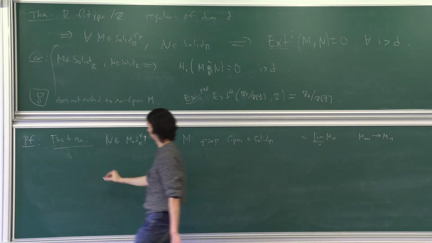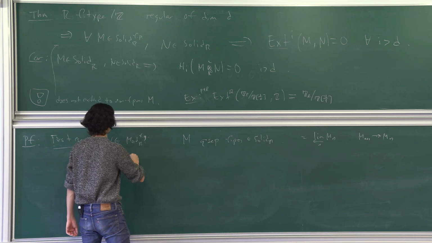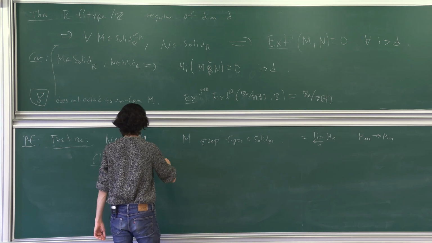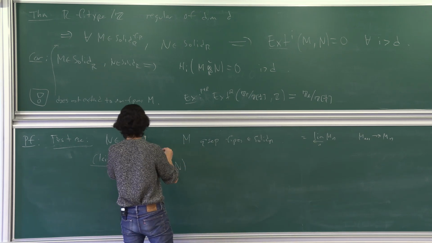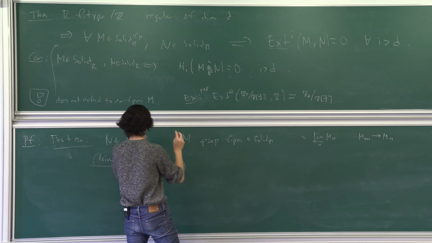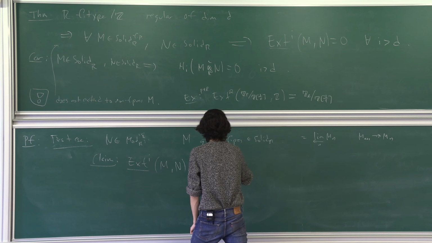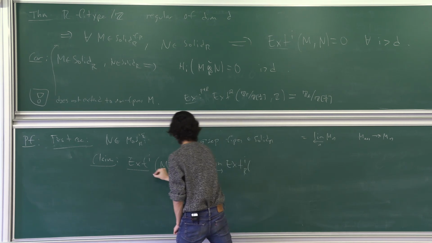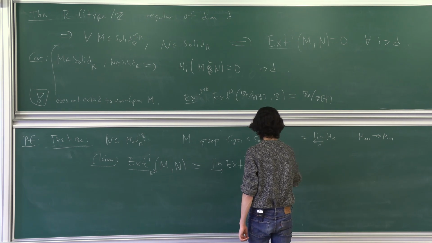And in this case, the claim is that Ext^i from M to N, or I guess N doesn't even need to be finitely generated, let's just say discrete, is the same thing as the filtered colimit of Ext^i over R. So this is R-solid, Ext^i over R from M_n to N.